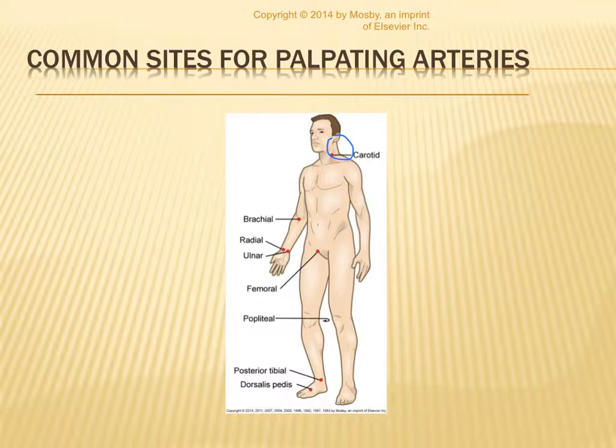So when I palpate the brachial arteries, I palpate both at the same time, noting the rhythm, is it regular or irregular, and the force, is it bounding, is it thready, is it weak. Then you have your radial and ulnar. You also have your femoral, popliteal, posterior tibial, and dorsalis pedis, sorry. So these are the common sites for palpating arteries.